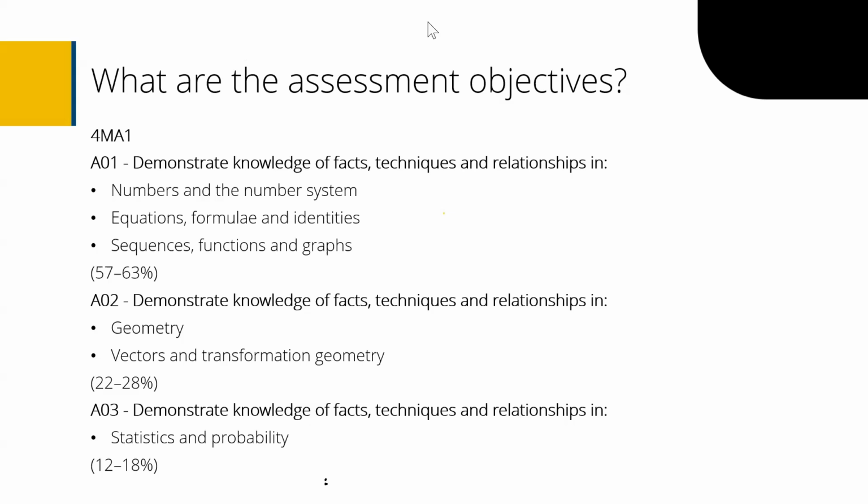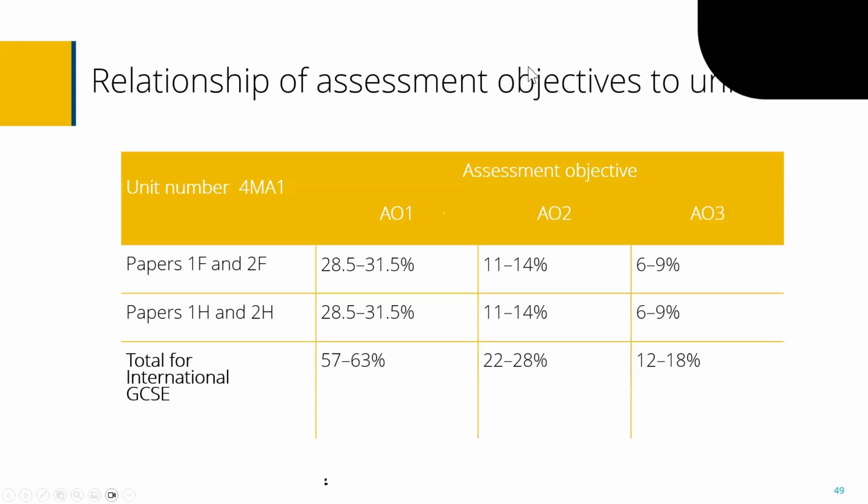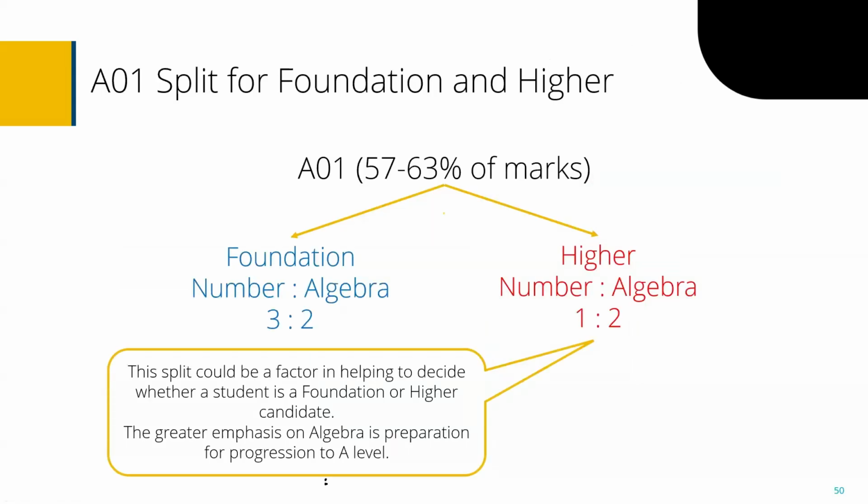If we move into the next slide here, it shows you the breakdown of the different percentages. The assessment objectives are spread the same way in each paper, and you can see that from the percentages there. You've got the foundation and the higher tier separately, and they're the same exact percentages in each one. Now, the split of assessment objective 1 is different for foundation and higher tier. The foundation concentrates on number, whereas the higher concentrates on algebra.